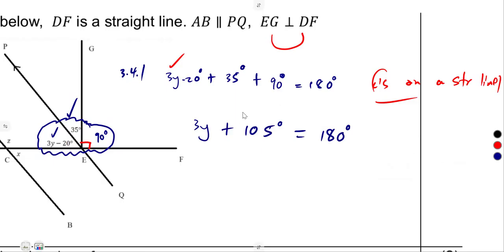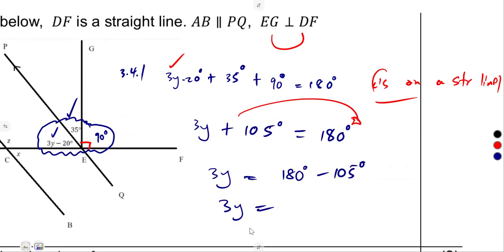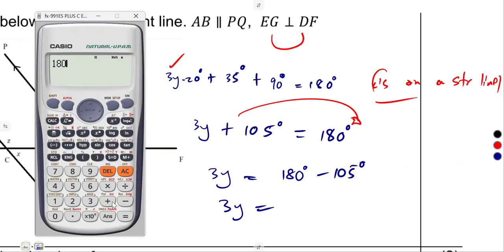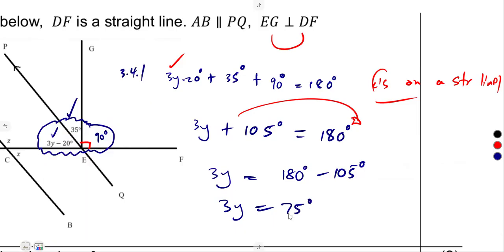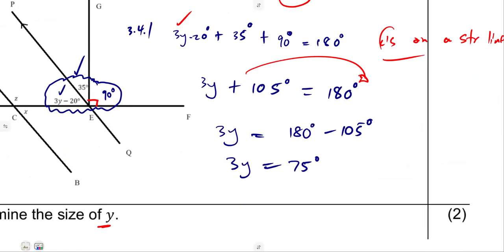So we can take the 105 to the other side of the equation, so that is going to be a negative. That's 180 minus 105, which is going to give us 75 degrees. So if 3y is equal to 75, what about the value of y? Simply divide by 3. So y is equal to 75 divided by 3, which is 25 degrees.